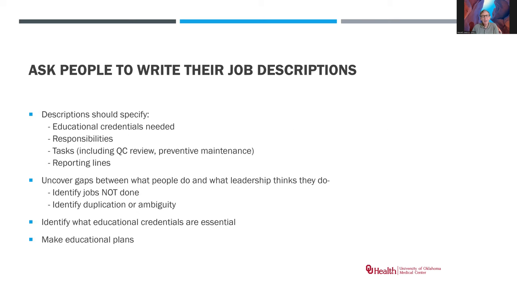And then finding out what people actually are doing, what their job involves, is very useful. So you should ask people to write their job description. You know, maybe you get a couple that are written from a technologist perspective, a couple from a supervisor's perspective, and so forth. And then you can take the best of those and make sure that they begin to match up with what's seen there. Those descriptions should include things like educational credentials, responsibilities, where they report to, and so forth, and particular specific tasks, if necessary, that are appropriate for there.